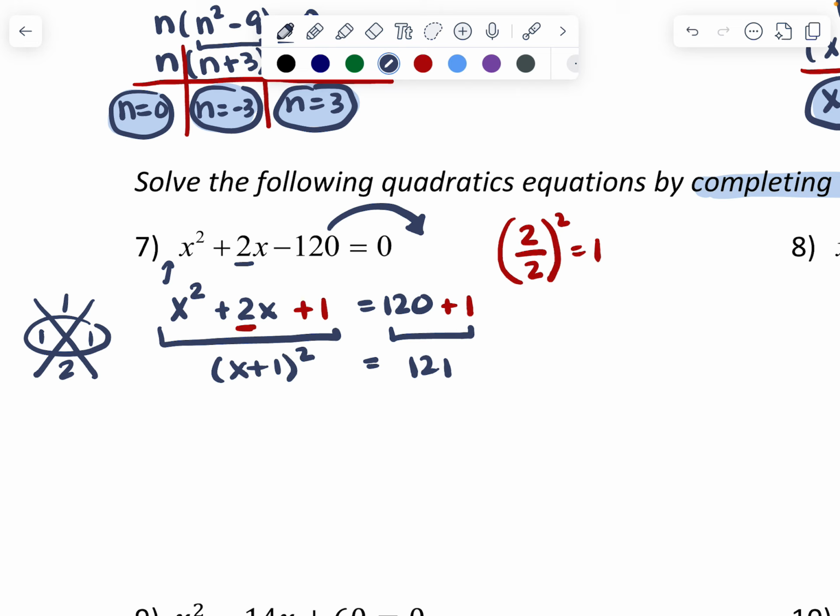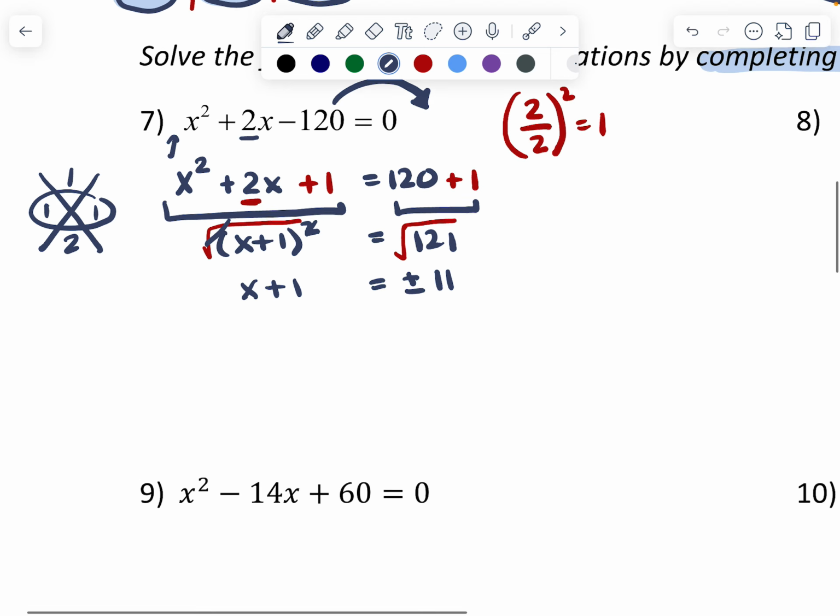Okay, now let's go ahead and take the square root of both sides. The square and the square root cancel out, so I get x plus 1 equals, don't forget your plus or minus when you're square rooting both sides. If you do, you're only going to get one answer, okay? And the square root of 121 is 11. And if I subtract 1, I'm going to get negative 1 plus or minus 11.